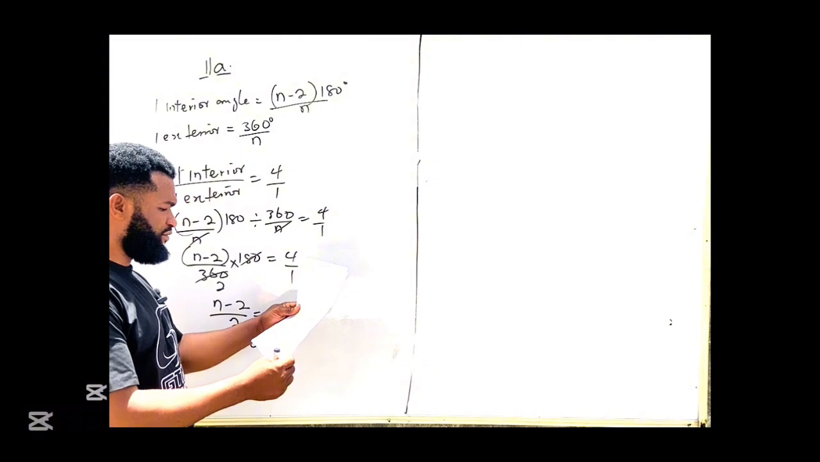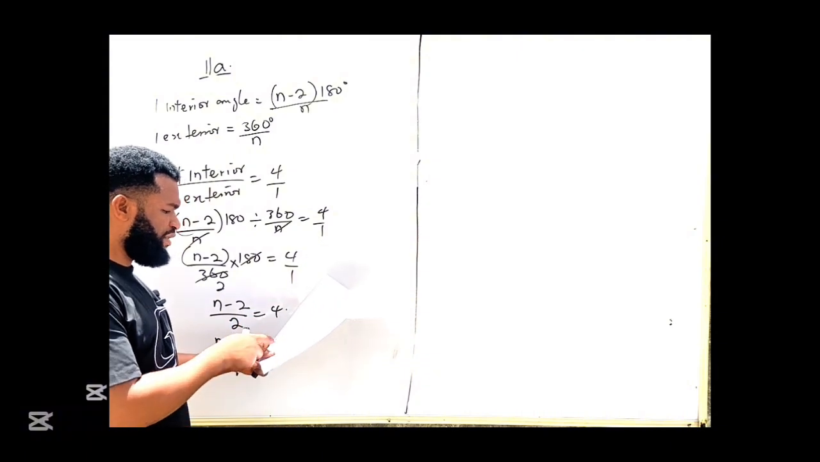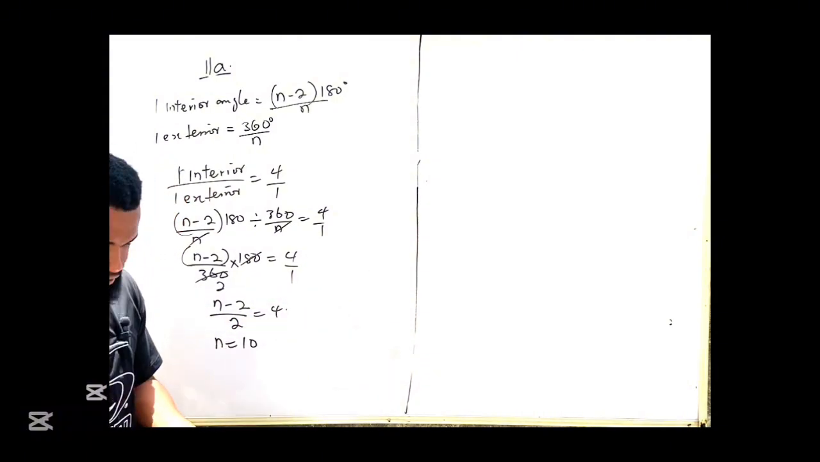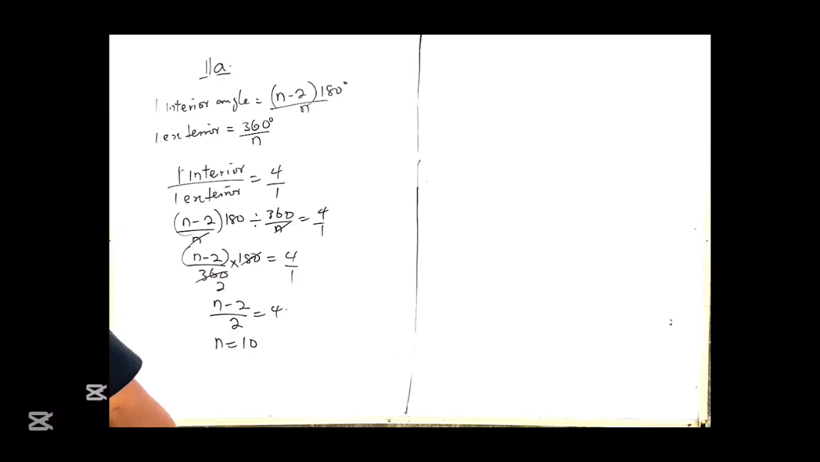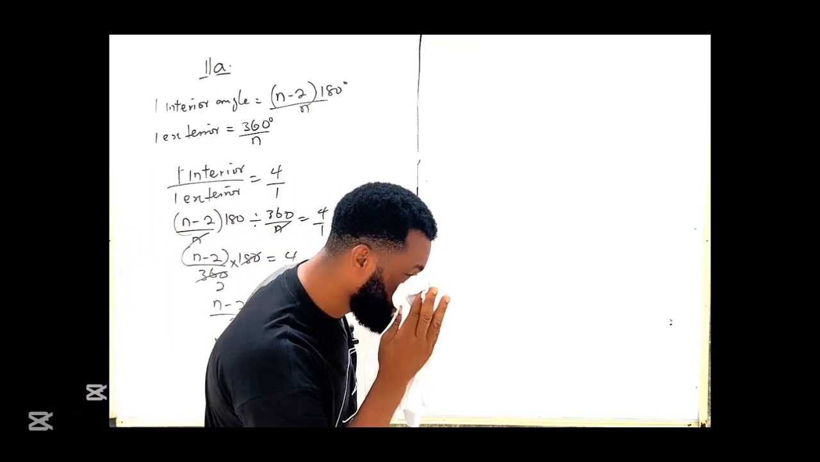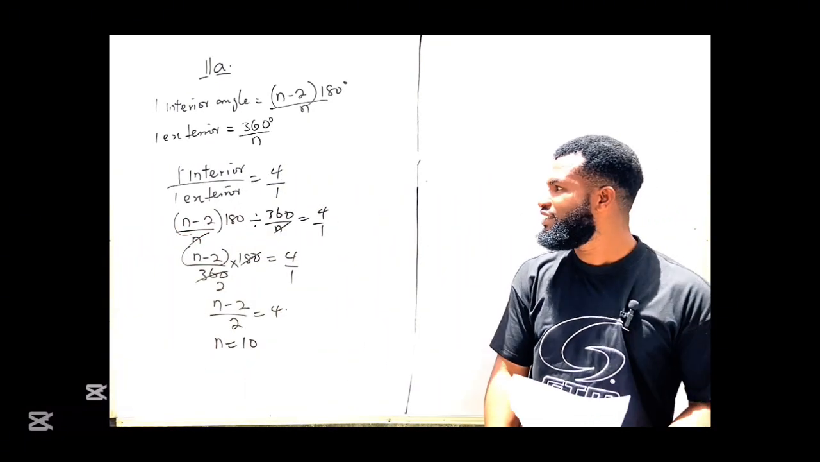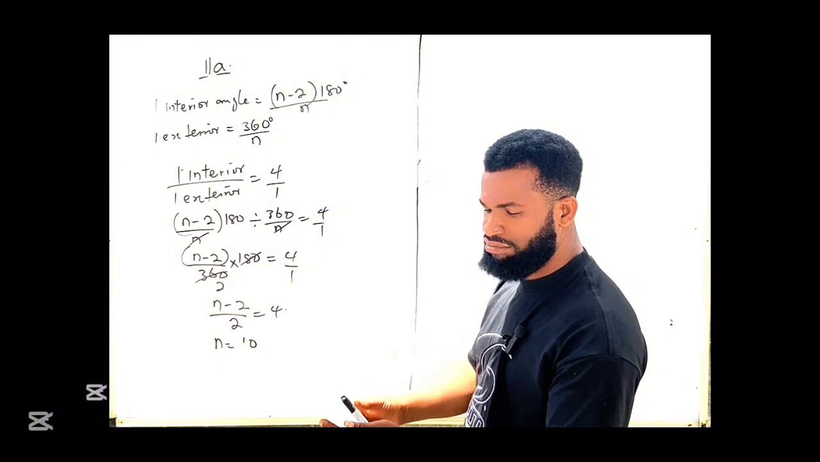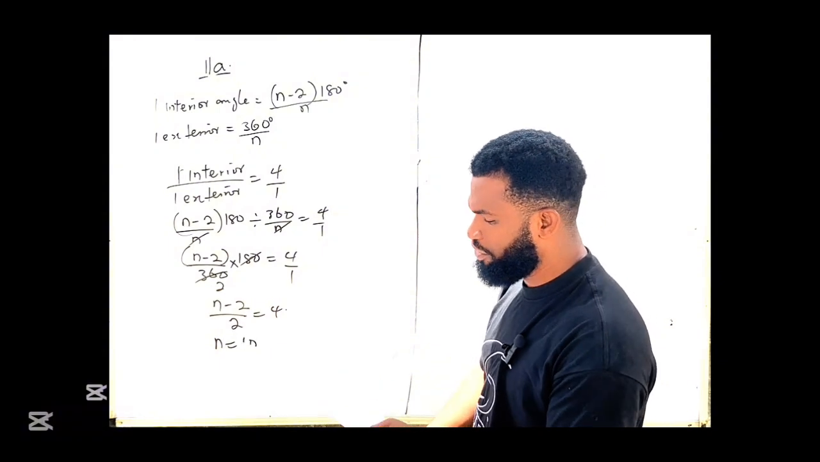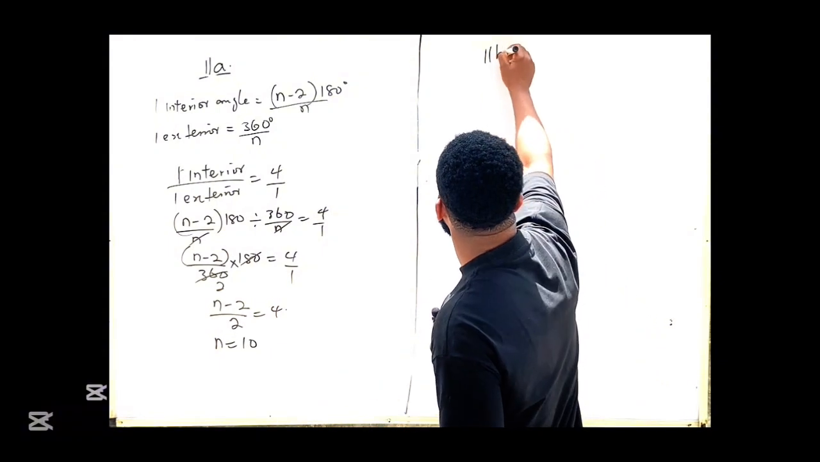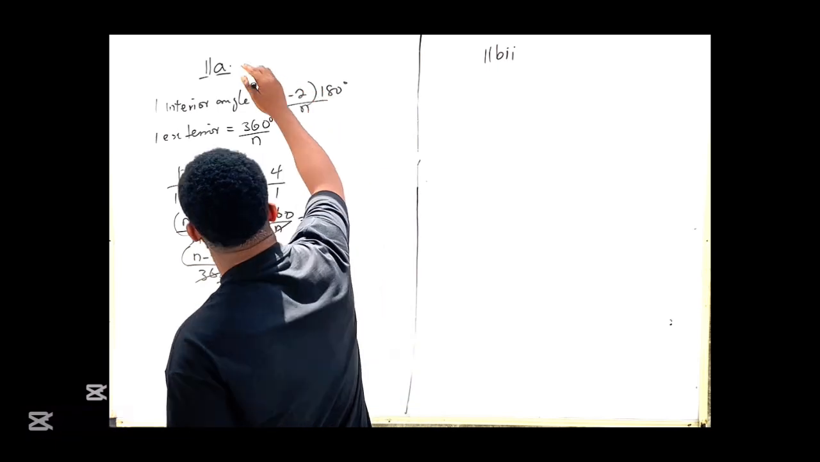So what am I asked to find? Find the number of sides. I have found the number of sides to be 10. And the next thing I'm asked to find is the value of the interior angle. So this is 11BII. This was 11BI.